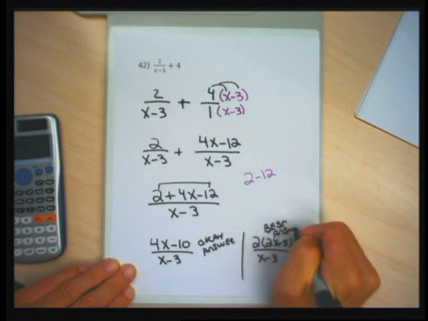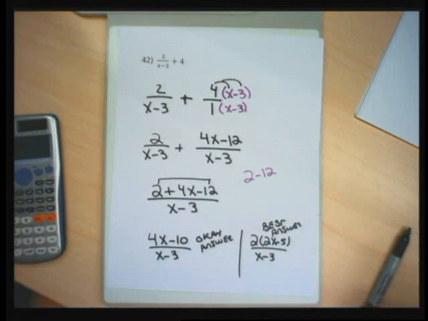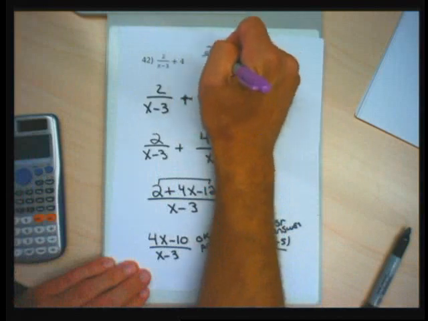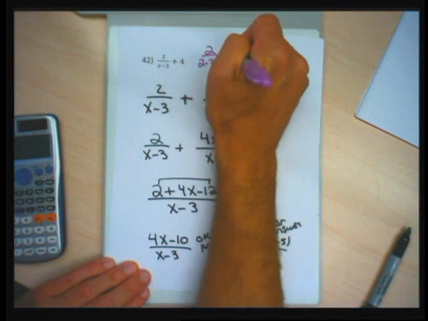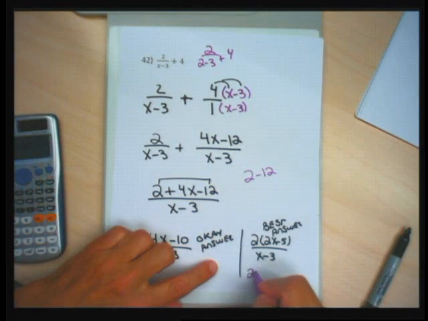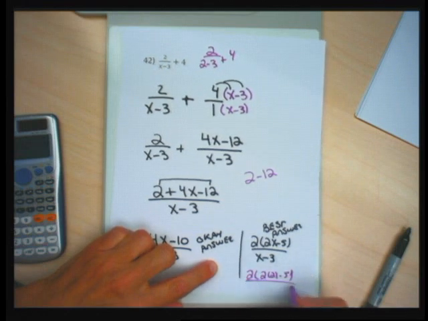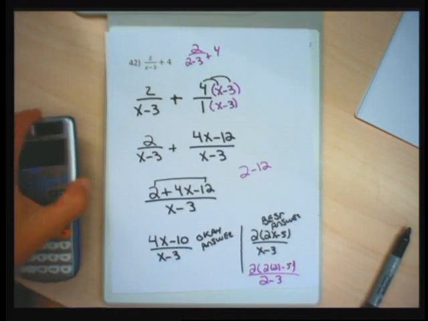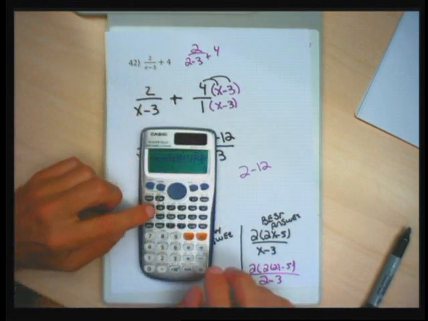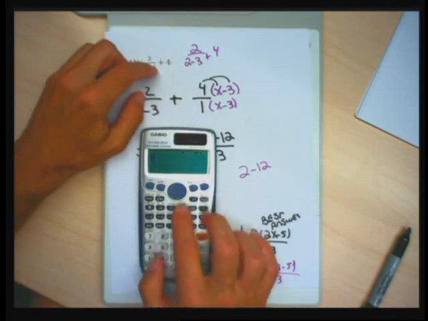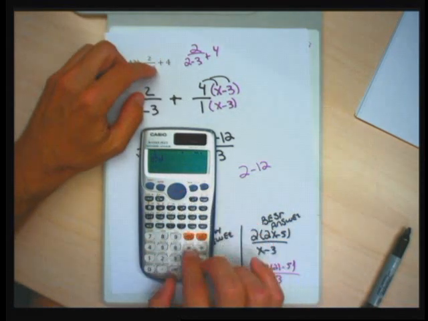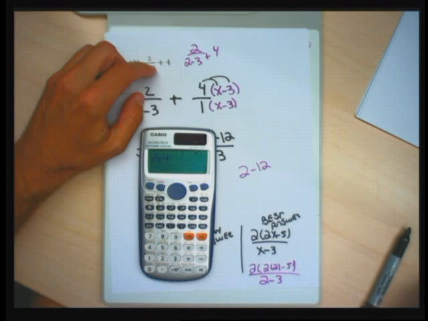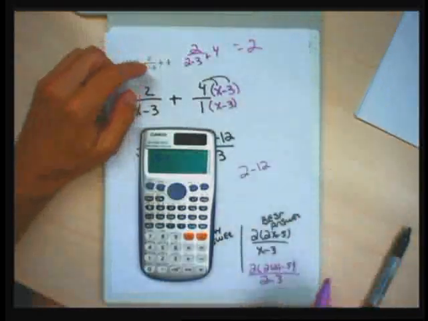I'm going to go ahead and check this by plugging in 2. So I'm going to go 2 over 2 minus 3 plus 4. And down here I'm going to go 2 times 2 minus 5 over 2 minus 3. And make sure I get the same number. If I don't, it means I made a mistake. So I'm going to go fraction 2 over 2 minus 3 plus 4. In the original problem, I get 2 when I do this.